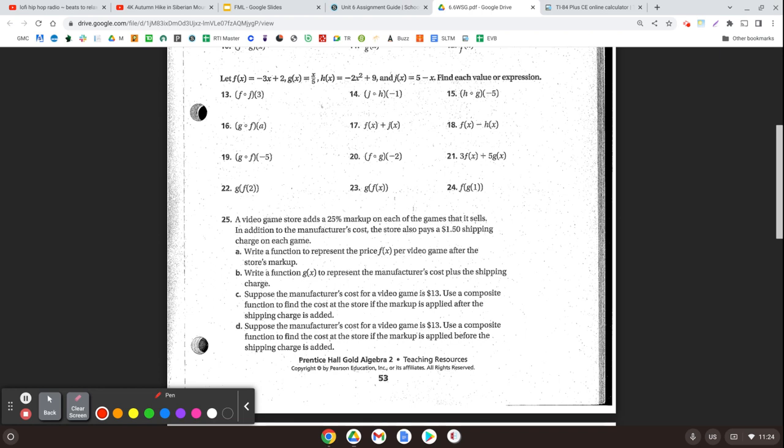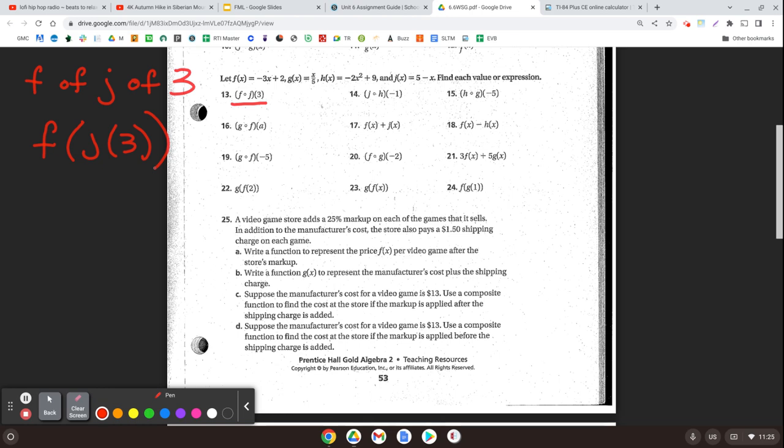Now, the other part that's new are these composite functions. So look, I just want you to use this process. When it says f of j of 3, I want you to say it out loud like that. Now, then I want you to write it with parentheses, f of j of 3. Then I want you to follow your order of operations and work inside out.